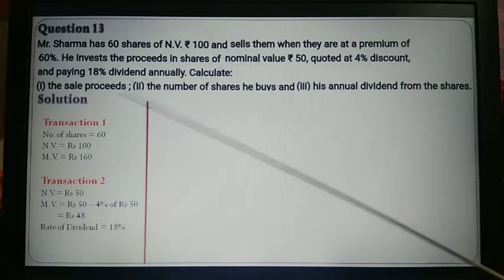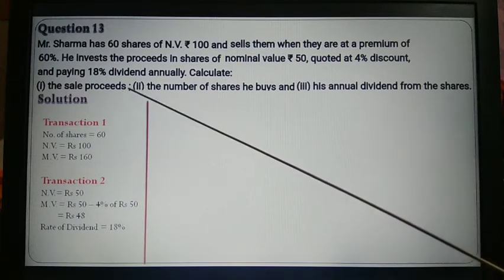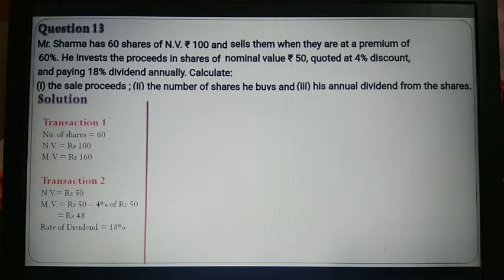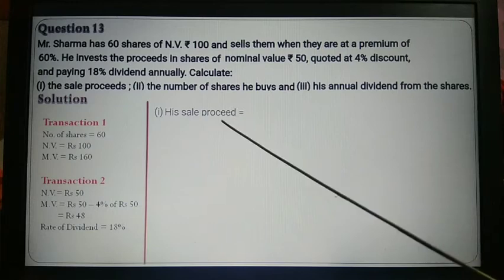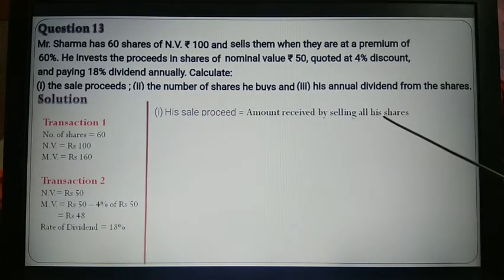Now the question is asking to find the sale proceeds. That means what is the amount received by selling the earlier shares. His sale proceed is the amount received by selling all his shares.